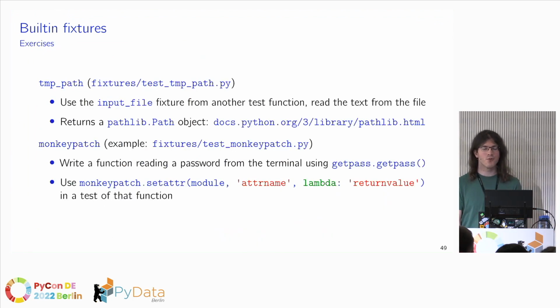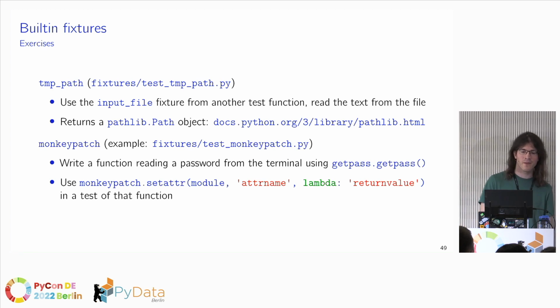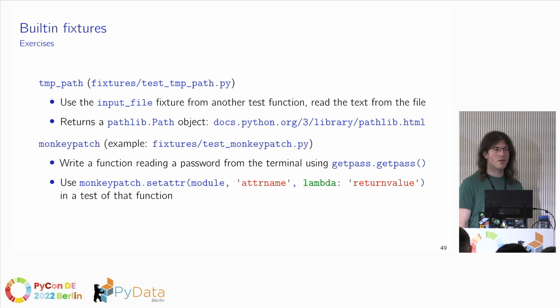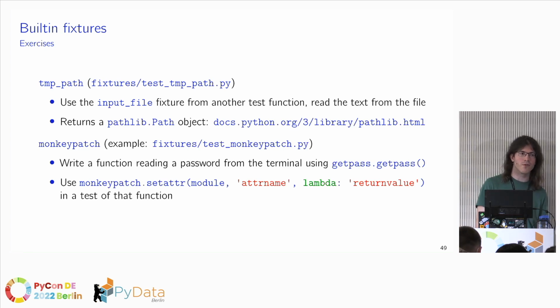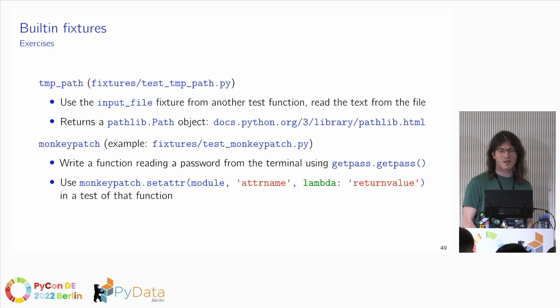So we will move on to exercises about those two topics. For tmp_path, use the provided input file fixture from another function and read the text from the file, which the fixture has written to it. And for Monkeypatch, based on the example I did before, write a function reading a password from the terminal using the getpass module in the Python standard library. Then use monkeypatch.setattr to overwrite it, because you wouldn't want to always enter a password in the terminal.